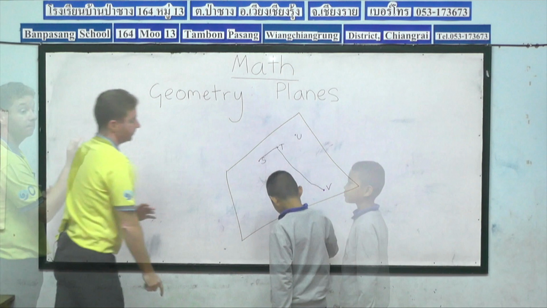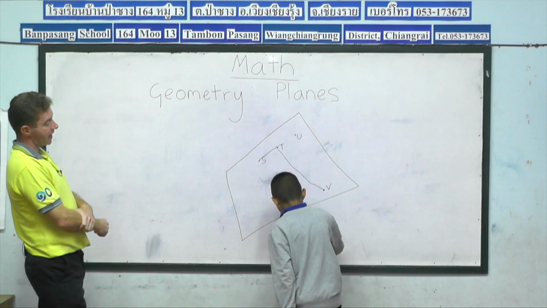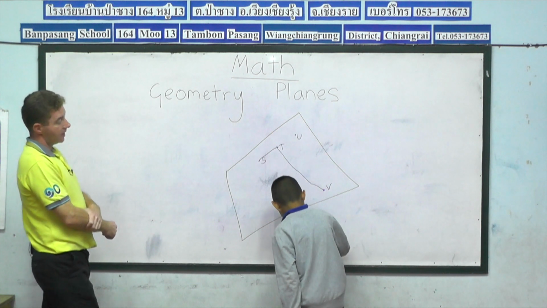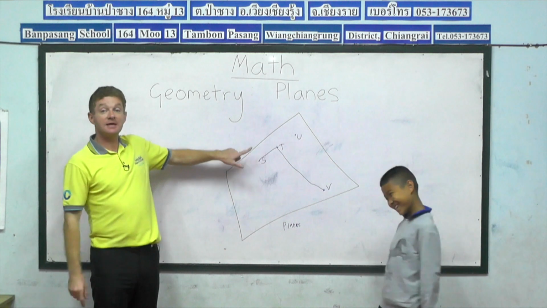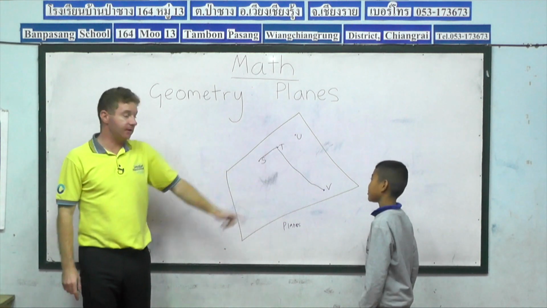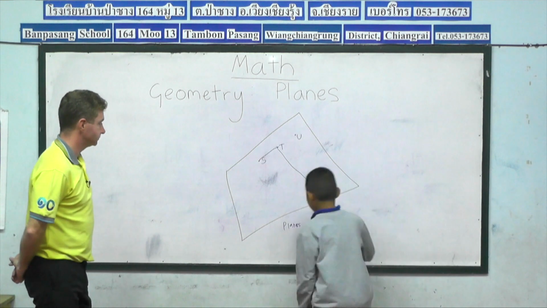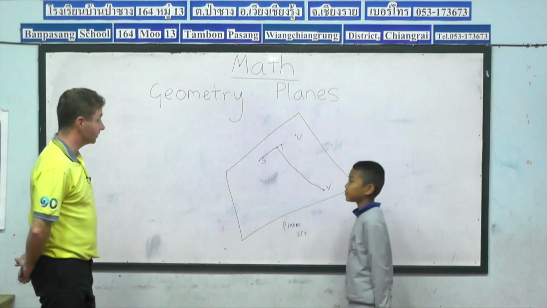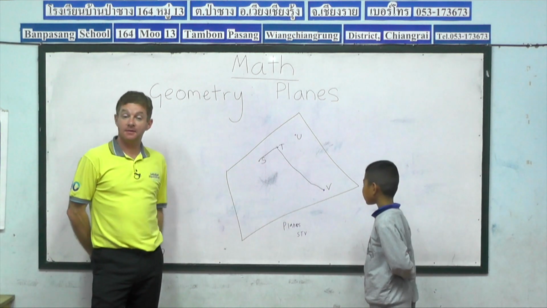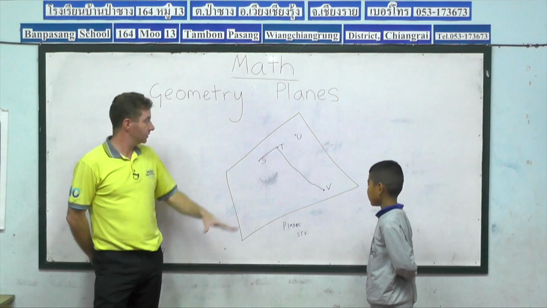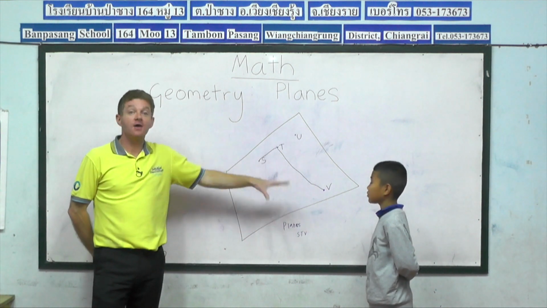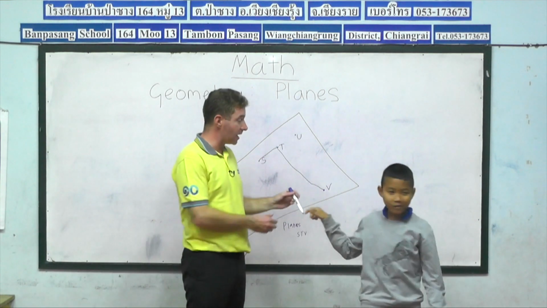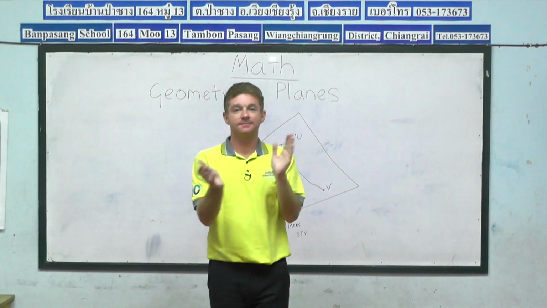Yes, so plane, P-L-A-N-E, and then your 3 points, STV. Excellent. So all together, guys, plane STV. You see now, using the points inside, we've created our plane name. Pangpon, very well done. High five and a big round of applause for Pangpon, please, guys.